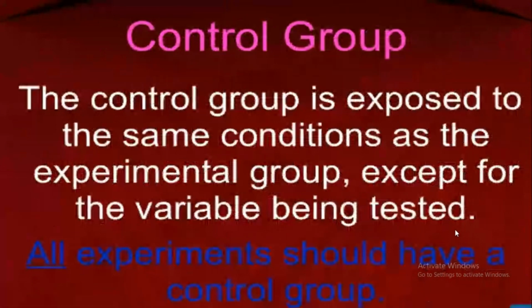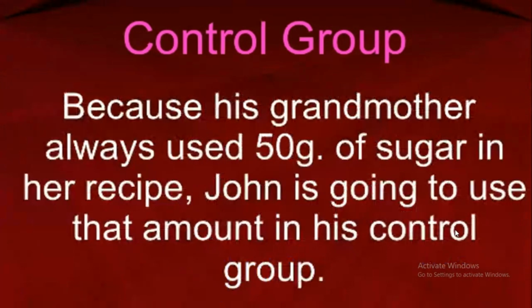Now, the control group is exposed to the same conditions as the experimental group, except for the variables being tested. All experiments should have a control group. So whatever experiment you are going to do, there should be a control group. That is very important for an experiment, right?